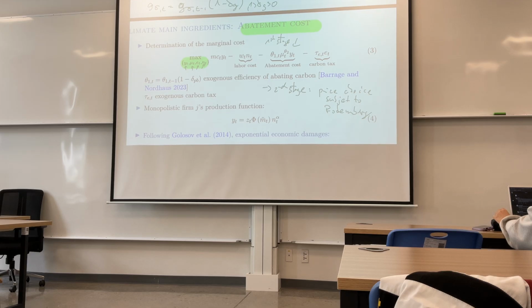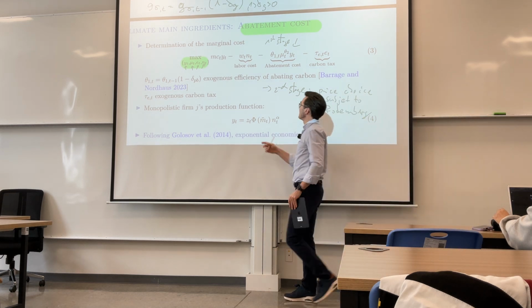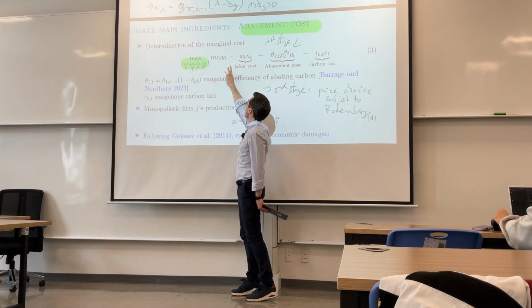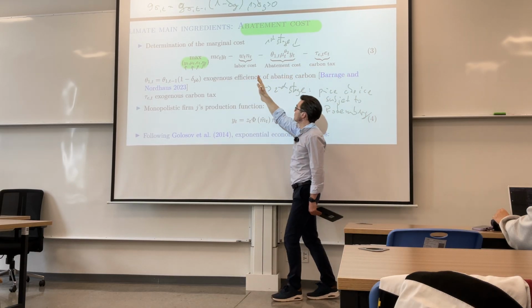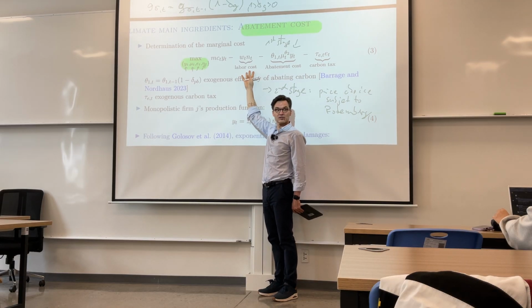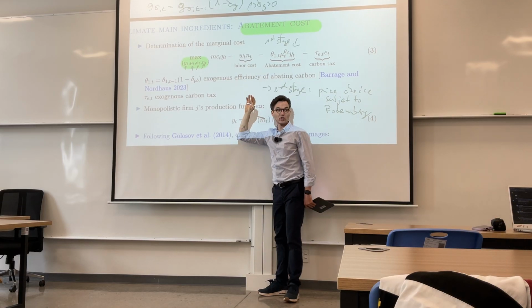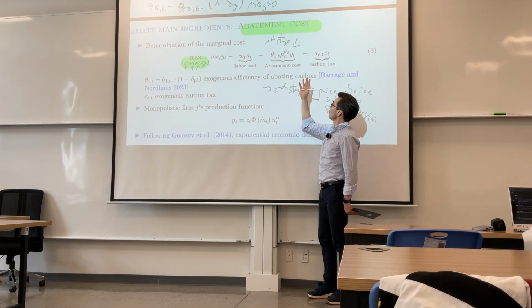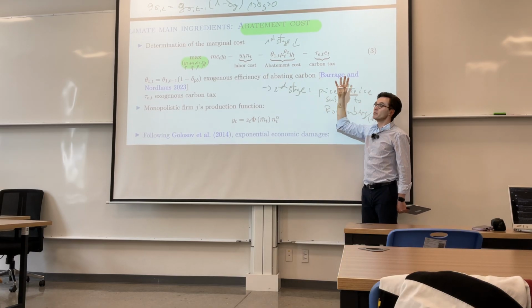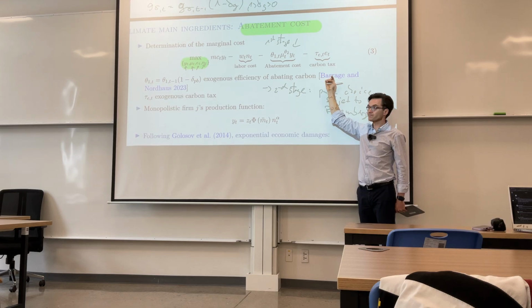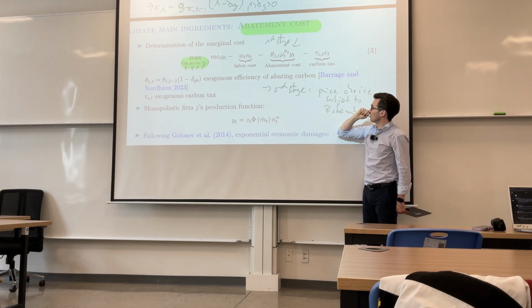So what is the production? What's the profit function? That's what we see here. The firm tries to maximize profits, which is a revenue-based object minus all the costs the firm has. The costs are the labor costs, how much it has to pay its workers, a so-called abatement cost, and a carbon tax cost. So that's one way to think about this.